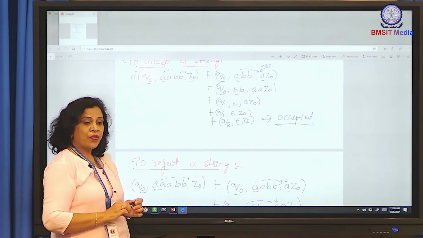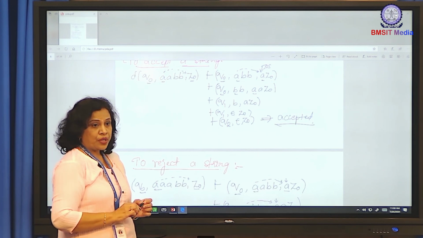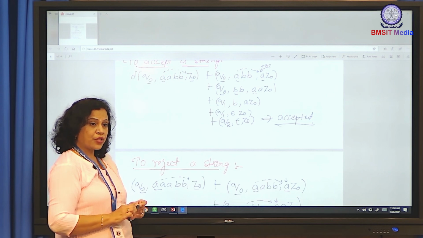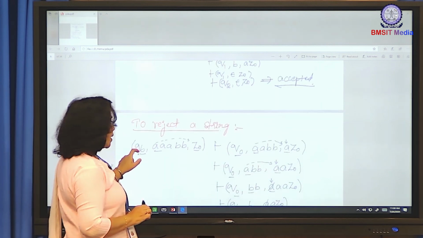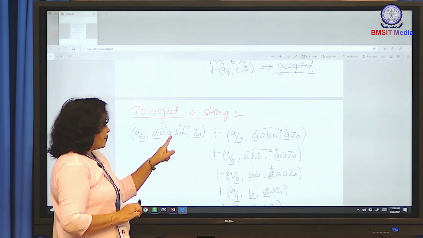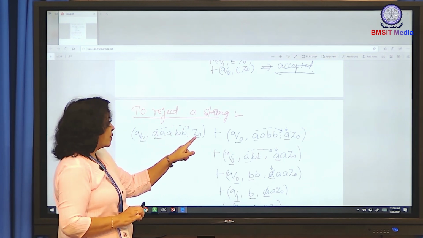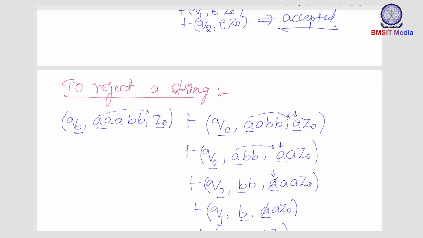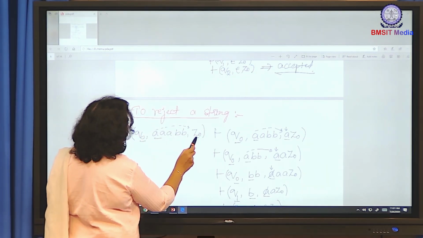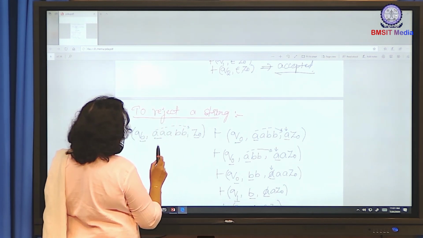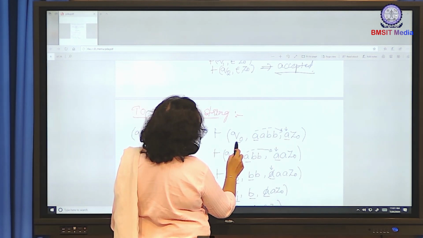If the string is not of the form a raised to n, b raised to n, that is, an equal number of a's followed by an equal number of b's, then that has to be rejected. For that I have taken one more string, that is Q naught comma AAABB comma Z naught. Make the move. So Q naught comma A comma Z naught. You read this A and push it onto the stack, so you remain in state Q naught.